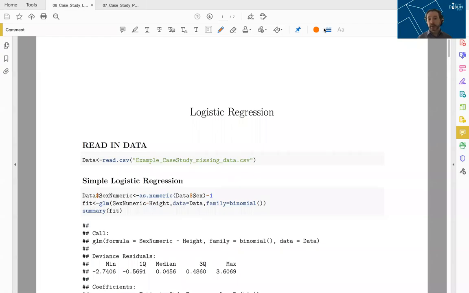In this video, we're going to talk about the second type of models, logistic regressions. So again, we read in our data. I do a conversion of sex, which is male, female, into 0, 1 numeric. You don't have to do this, but sometimes some of the functions prefer to have it 0, 1. So that's why I do it here.